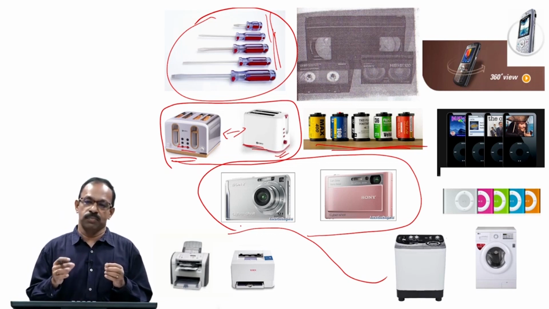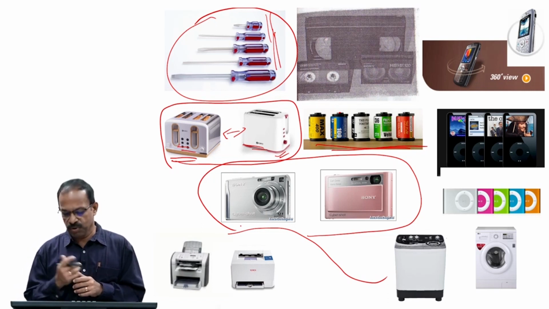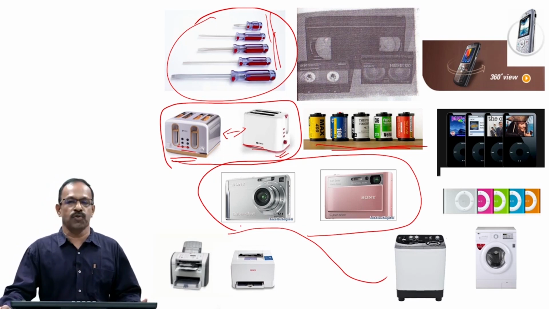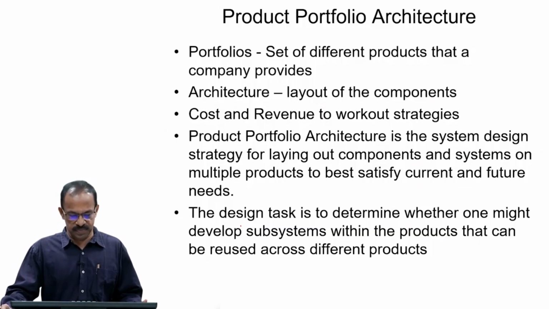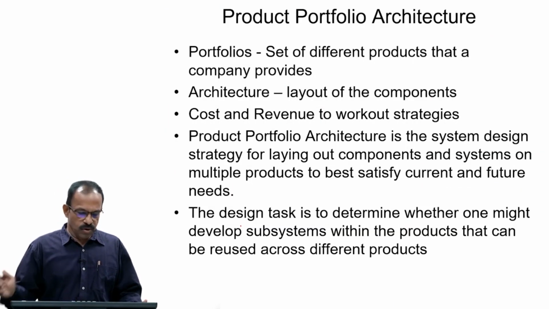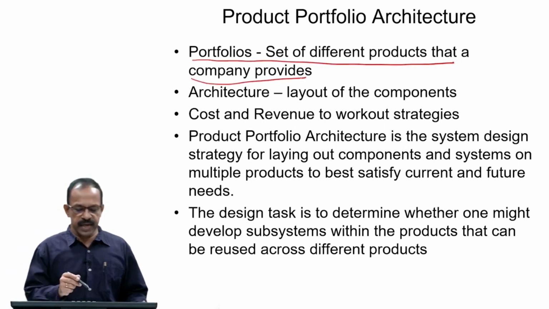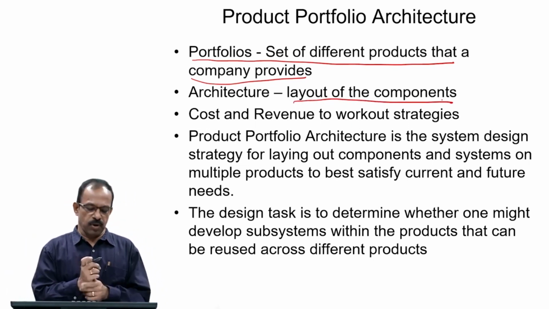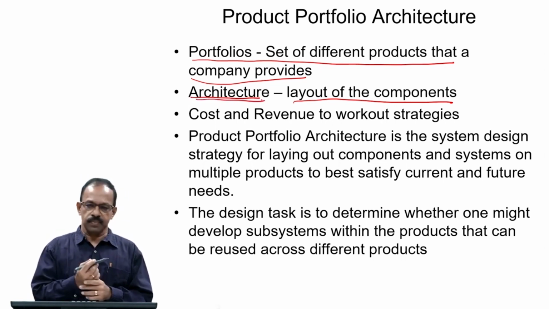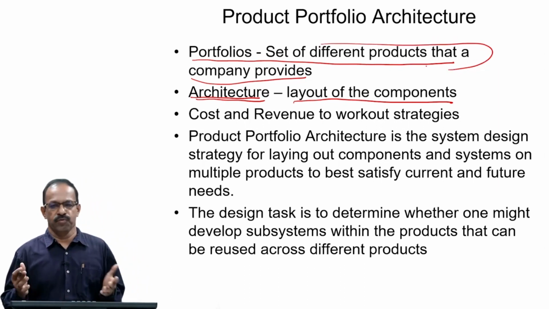So, whether to have many products in the family or only just one product, and how this product needs to be architected, all matters a lot. That is why these two architectures, portfolio architecture and product architecture, need to be understood. I mentioned that portfolio means a set of different products that a company provides, and architecture is the layout of the components. So, how you lay out the components within the product is basically the architecture, and the set of different products that a company provides is the portfolio.